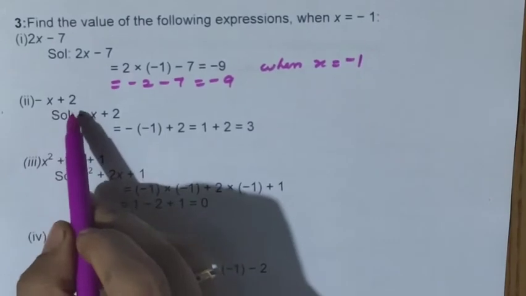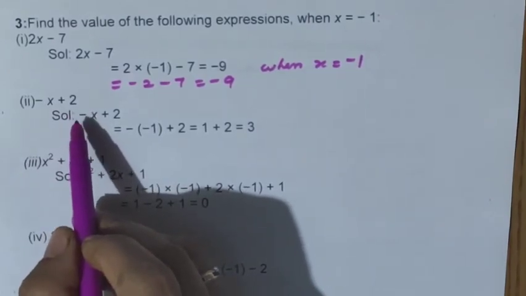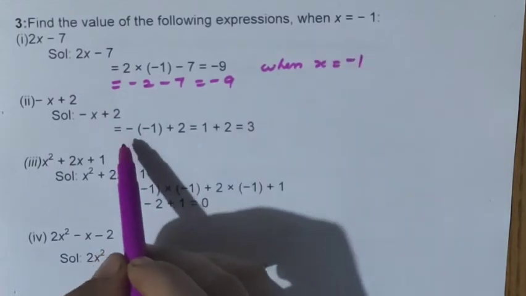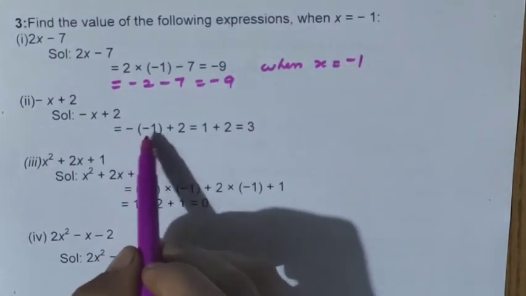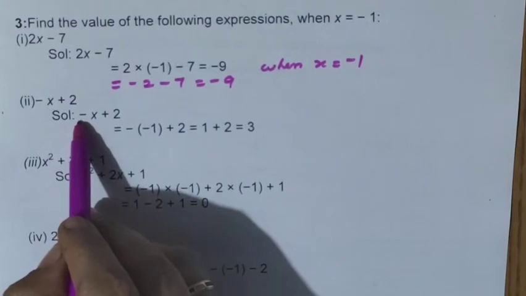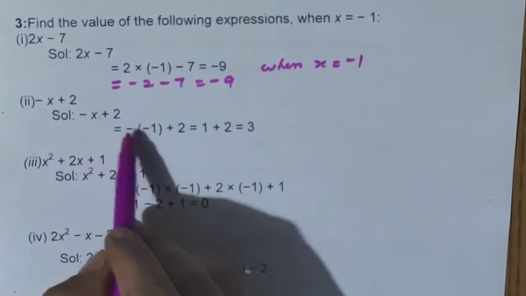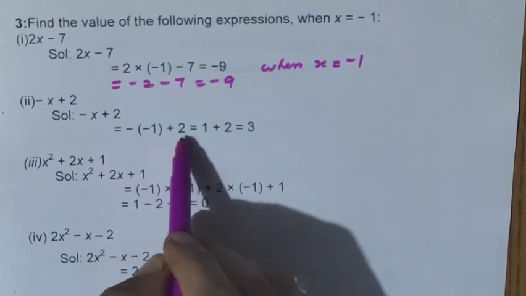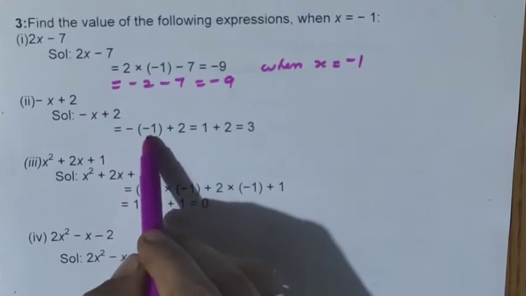Now minus x plus 2, that is the second question, and the value for x is the same only, minus 1 we should put. So minus x plus 2 equals minus of minus 1. See this one, minus x is there, we are replacing x as minus 1. So outside also minus is there, minus of minus 1 plus 2. So minus into minus is plus.